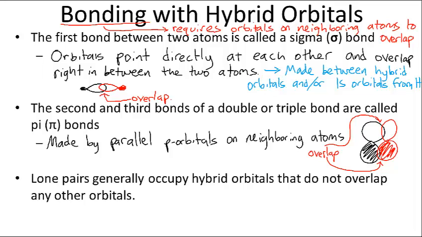We can make sigma bonds and pi bonds, and then we need an orbital for lone pairs to live in. Lone pairs generally live in hybrid orbitals that don't overlap with anything. If a hybrid orbital overlaps with something, it's going to make a sigma bond. If you have leftover p orbitals overlapping with other leftover p orbitals, that's going to make a pi bond. And if a hybrid orbital overlaps with nothing, then lone pairs will occupy it. If an orbital doesn't overlap with any other orbitals, it's essentially non-bonding, which is what we call lone pairs, non-bonding pairs.